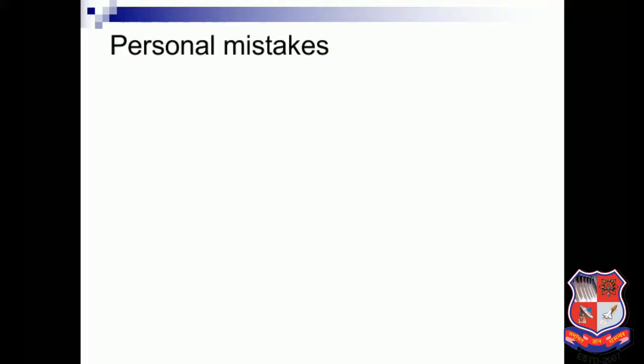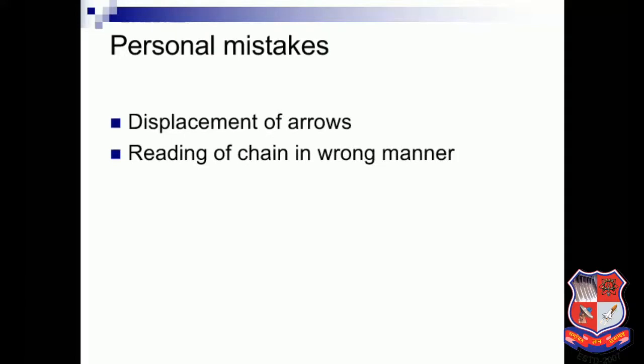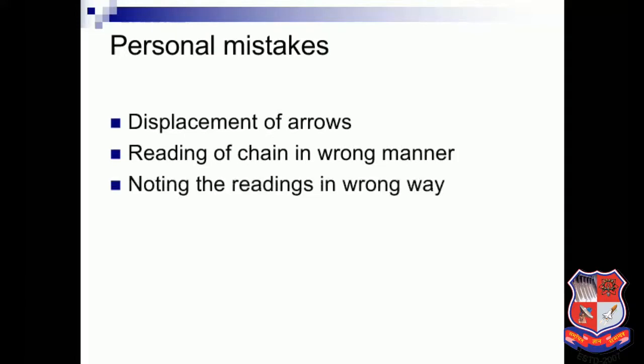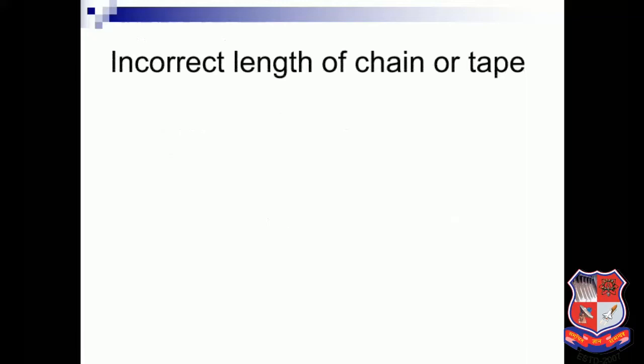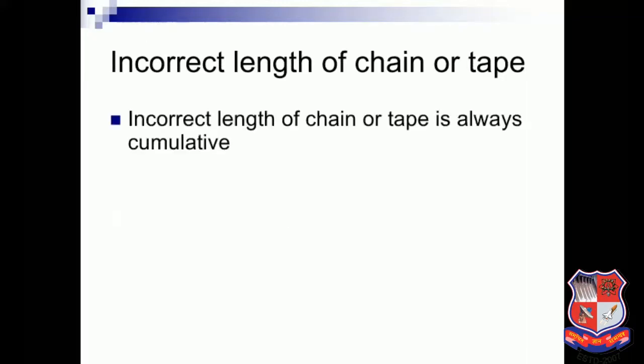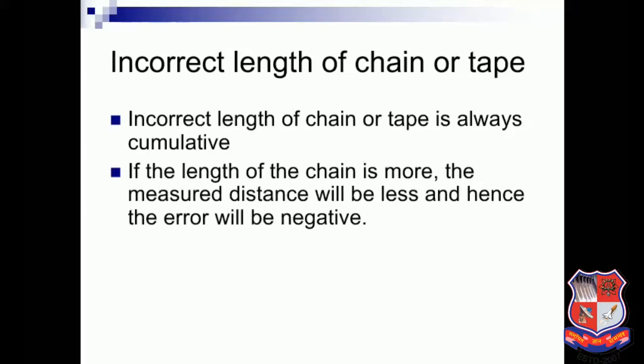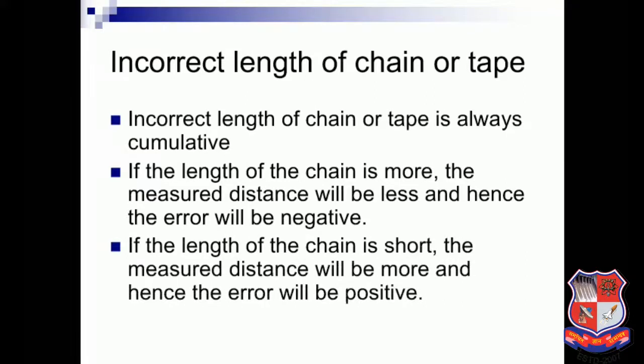Now the personal mistakes: displacement of arrows, reading of a chain in a wrong manner, noting the readings in a wrong way, incorrect counting of the number of chains, incorrect length of a chain or a tape. Incorrect length of a chain or a tape is always cumulative. If the length of the chain is more, the measured distance will be less and hence the error will be negative. If the length of a chain is short, the measured distance will be more and hence the error will be positive.